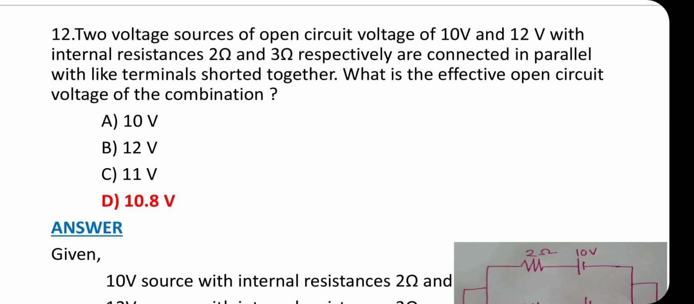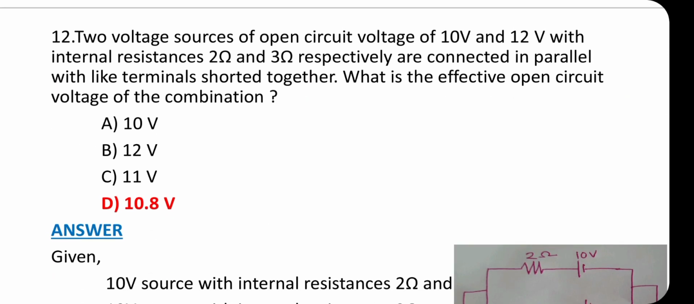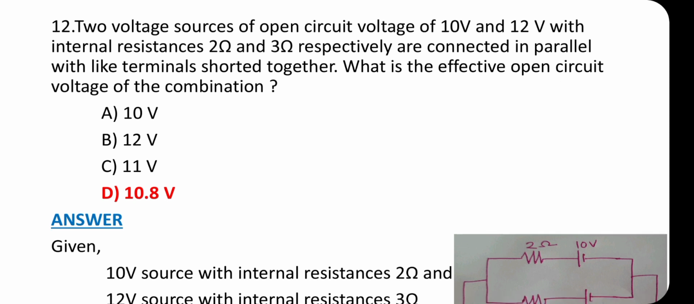12th question. 2 voltage sources of open circuit voltage 10 volt and 12 volt with internal resistance 2 ohm and 3 ohm respectively are connected in parallel with like terminals shorted together. What is the effective open circuit voltage of the combination? Answer option D, 10.8 volt.